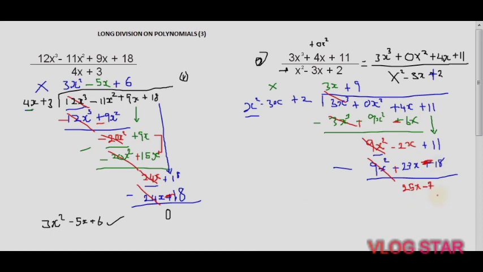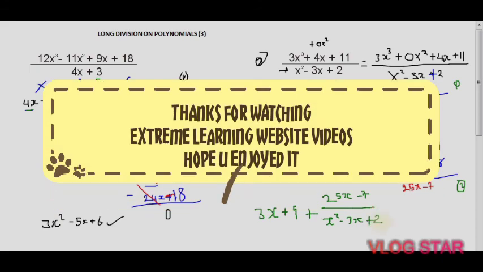Having this now, the next thing is to know your 1, 2, 3. I already said it. You know your 1, we have our 2 here, and then we have our 3, right? So let's replace it now. Our 1 is the answer, that is 3x plus 9. Then plus our 2 now, that is 25x minus 7 all over our 3 now, which is x squared minus 3x plus 2. And this is the final answer to the question.